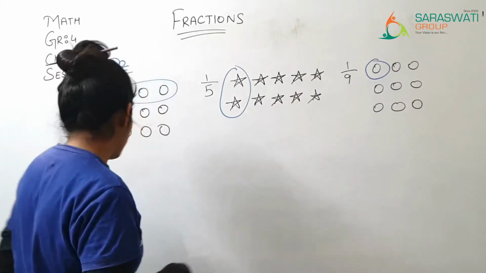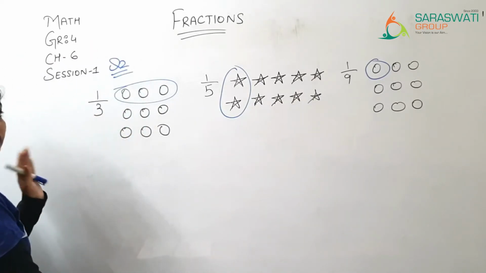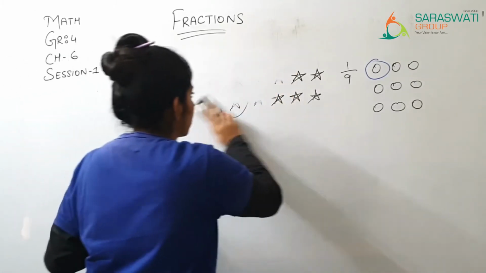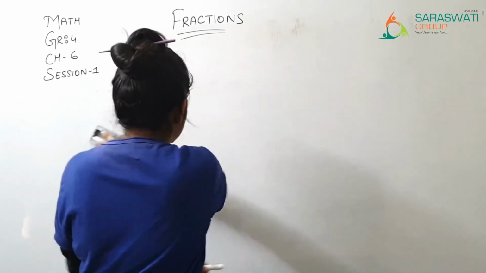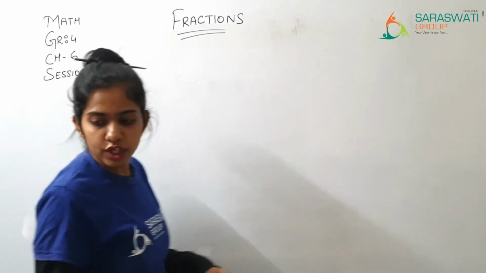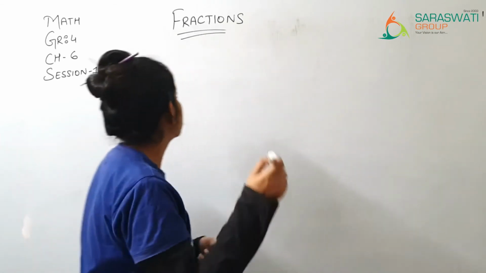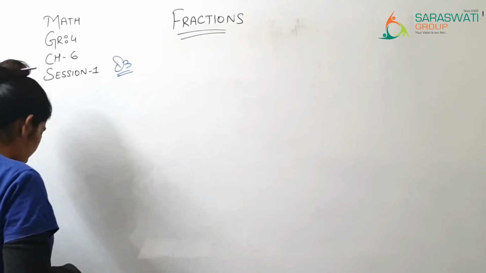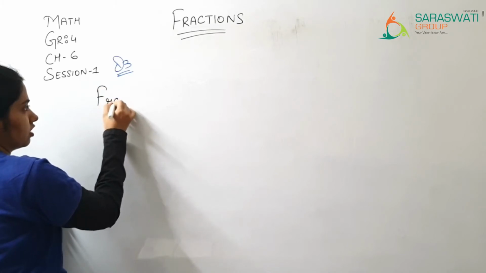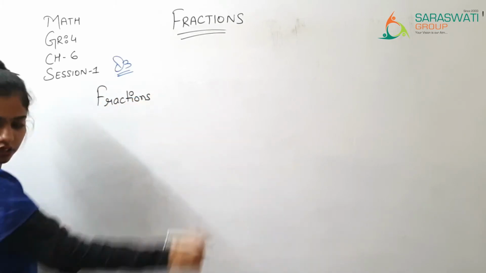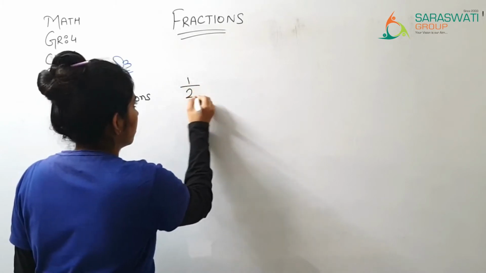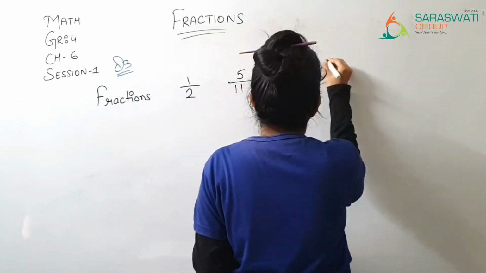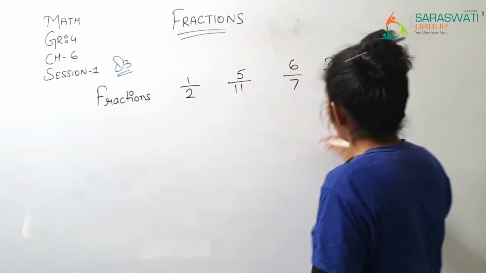Now let's see the next one. So this was all about our question number 2. Now let's see the next one. Okay, so our question number 3 is complete the table. Now how you are supposed to complete the table? Fractions are given, right? 1 by 2, 5 by 11, 6 by 7, 2 by 3 and 4 by 5.